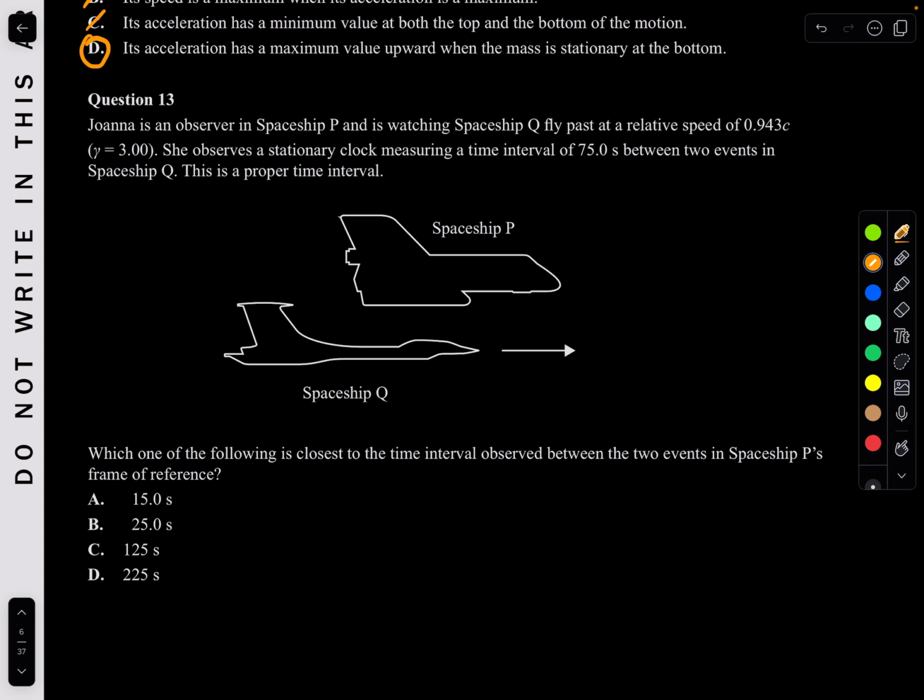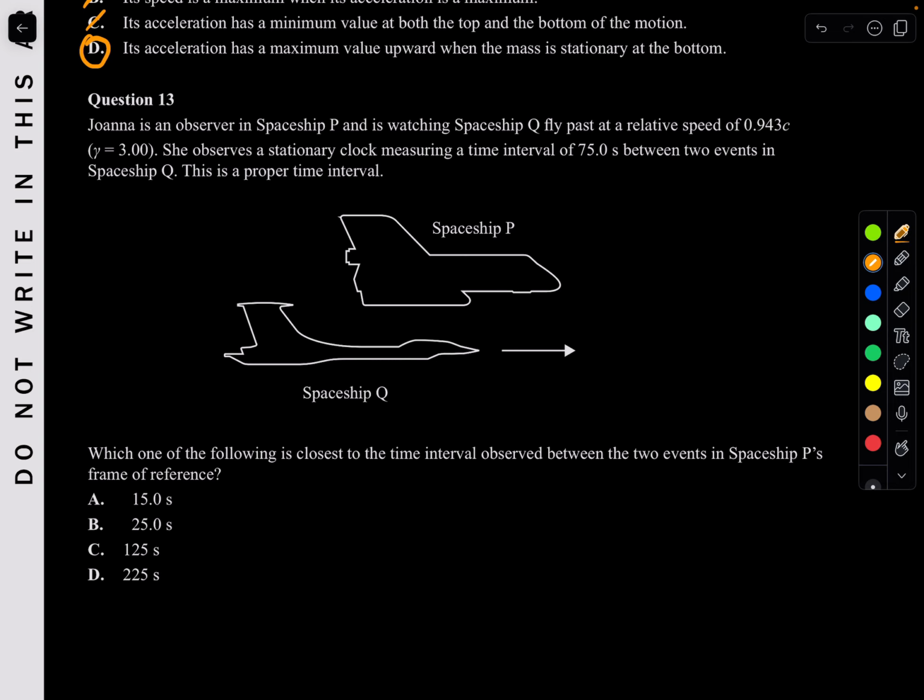13. Joanna is an observer in spaceship P and watches spaceship Q fly past at a relative speed of this. She observed a stationary clock measuring a time interval of 75 seconds between two events in spaceship Q. This is the proper time interval. Okay, we have the proper time. Great.